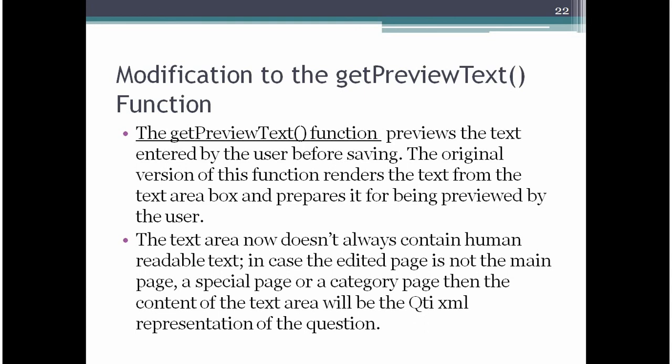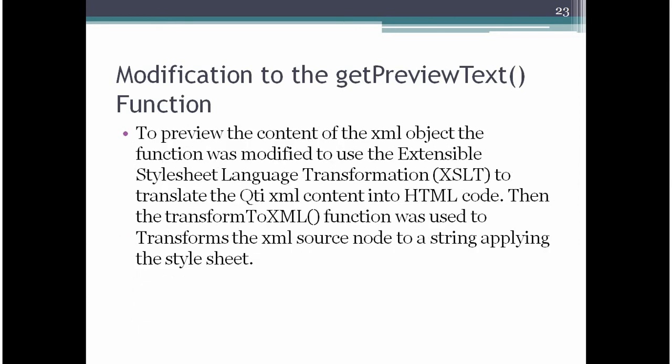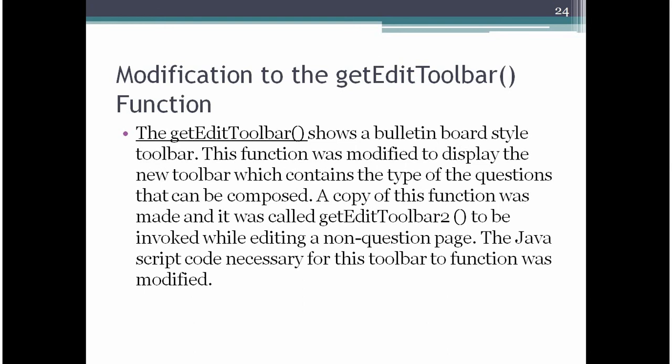The get preview text function previews the text for the user before he saves it if he clicks the preview link. It was pretty straightforward when the generic MediaWiki editor was there because the content of the field was clear text, but in my case it was XML, so I had to edit that function too to convert the XML to readable text and display it to the user. You can read more about the details in either the slides or the documentation document.